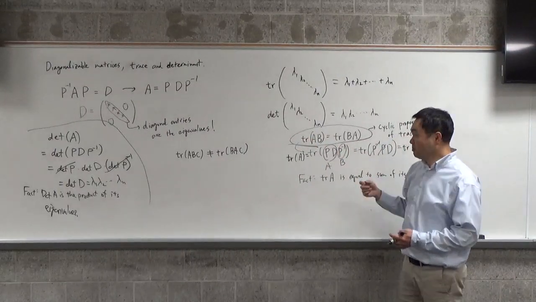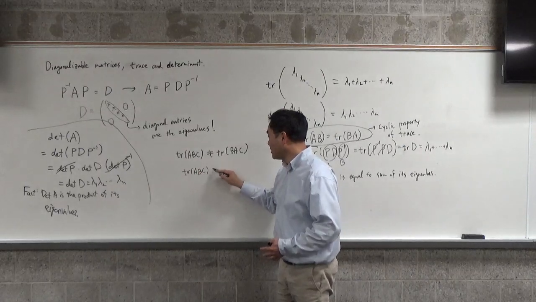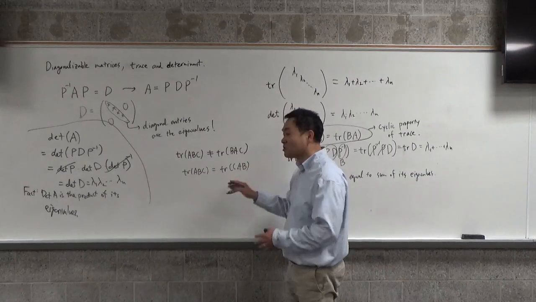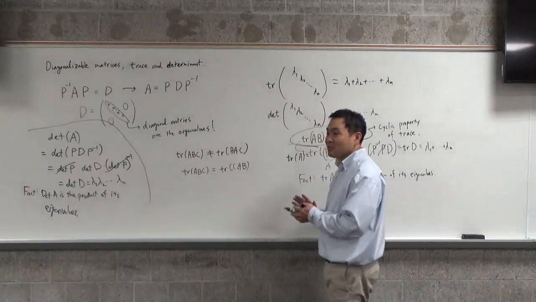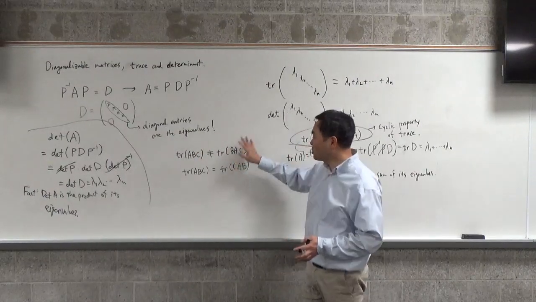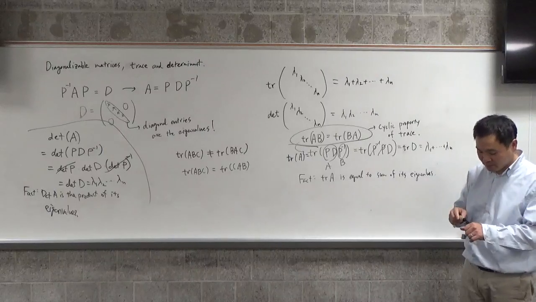So what's true is that trace of ABC is equal to trace of CAB. But if you just internally switch two things, it's not true. You can easily find examples where this is not true. So don't ever confuse that property, but that's true in general.